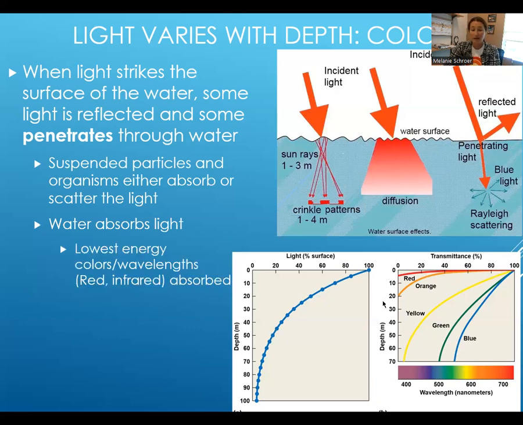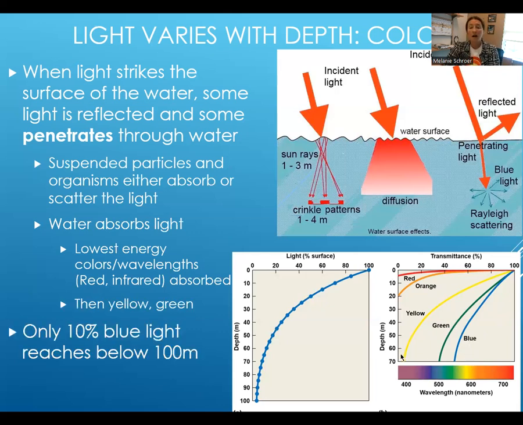And so what we can see is that the lowest energy colors, so the longest wavelengths, are actually absorbed the first. And so red light doesn't really penetrate very much at all. Okay, so it is absorbed by the water close to the surface. We see that orange light can get a little bit deeper, yellow light deeper than that, and the greens and the blues can penetrate the deepest of all. However, only about 10% of even blue light, which can penetrate the most, reaches below 100 meters.